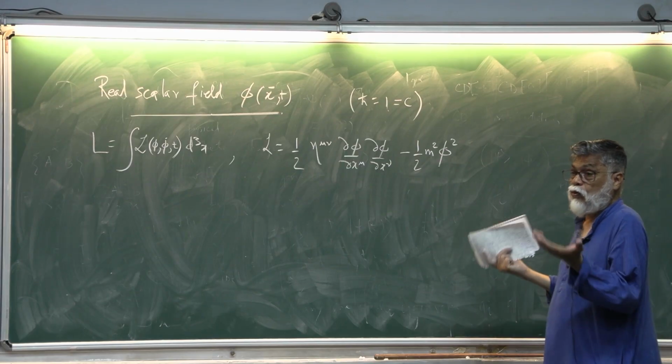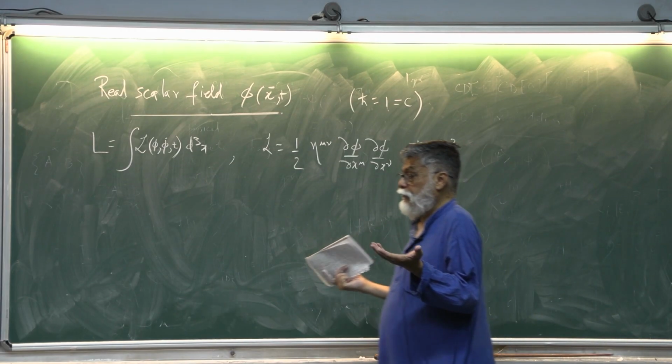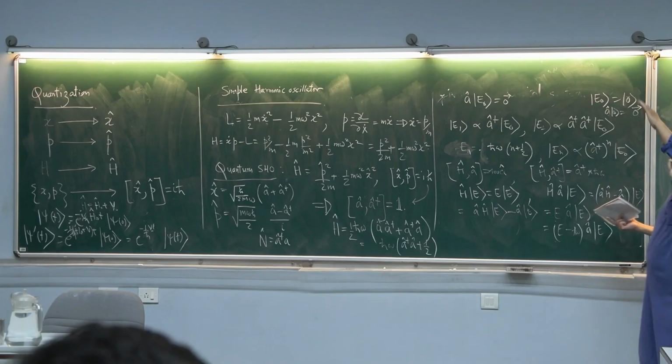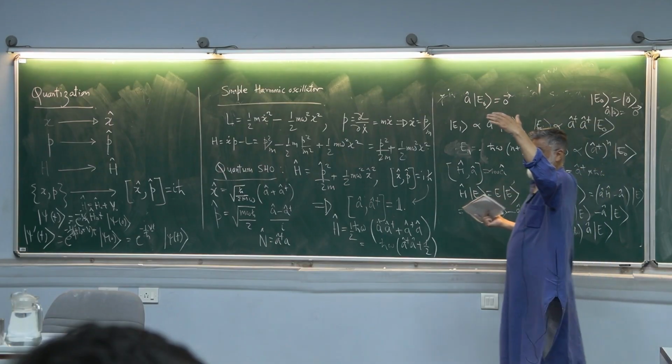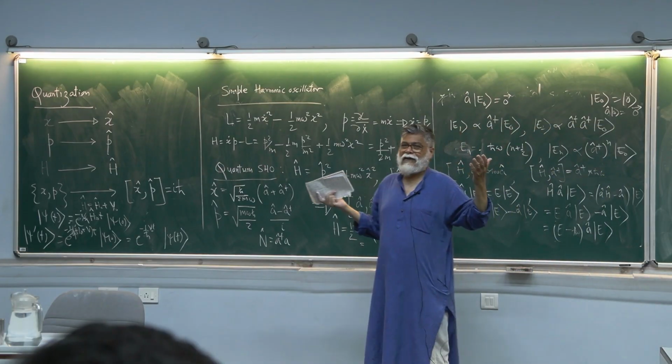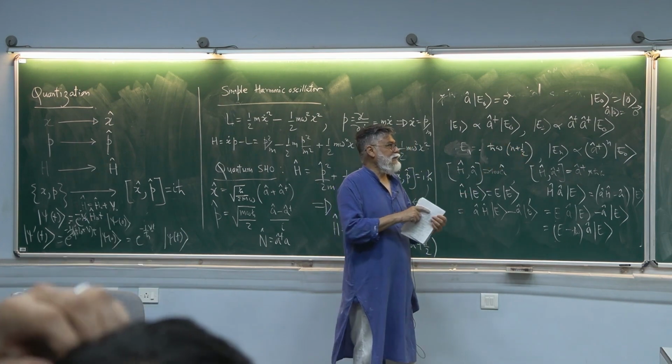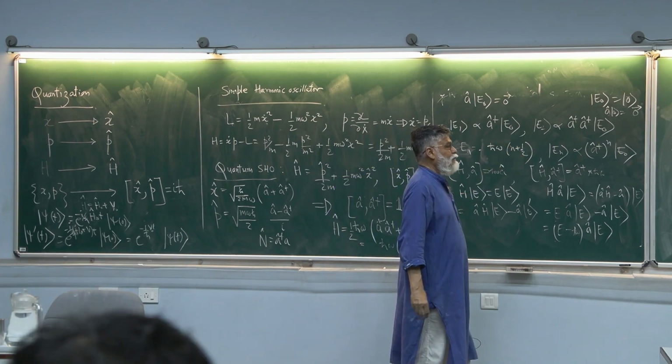Now I want to do quantization. For quantization, we have to do canonical quantization, not path integral quantization. There is another way of quantizing called path integral quantization, where you don't have to go to the Hamiltonian formulation. But we are adopting canonical quantization, so therefore we need to have the Hamiltonian.